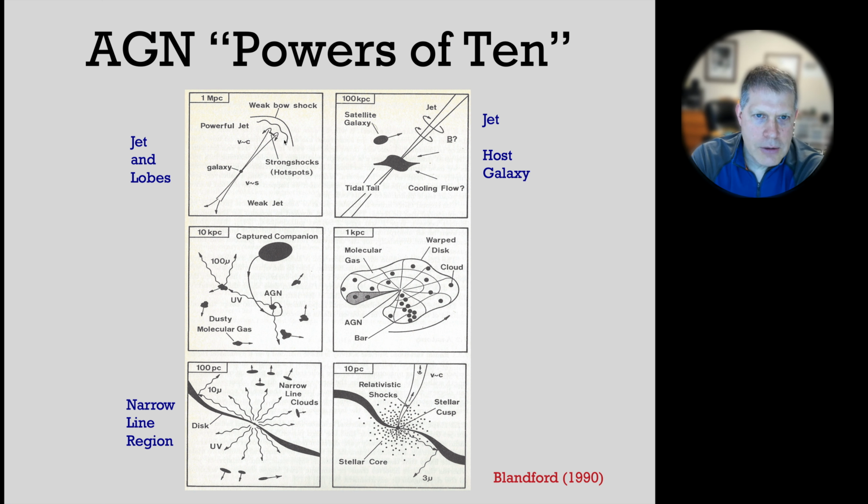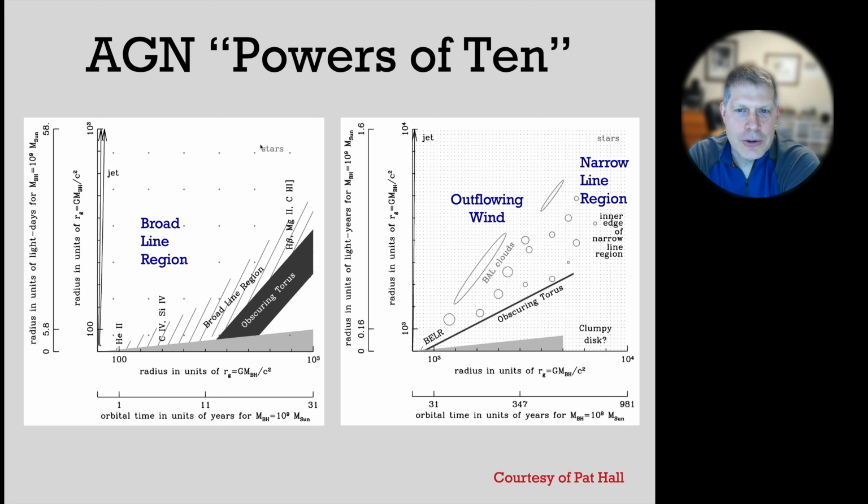And then out to the very largest size scales, now we're going out to a megaparsec or so, you have, again, the active galaxy down in here. Here is the jet extending out to these enormous megaparsec size scales. You may have strong shocks producing hot spots. You may have a weaker bow shock, and these produce the fantastic lobes that we see from many radio loud active galaxies. So that is this AGN powers of 10.